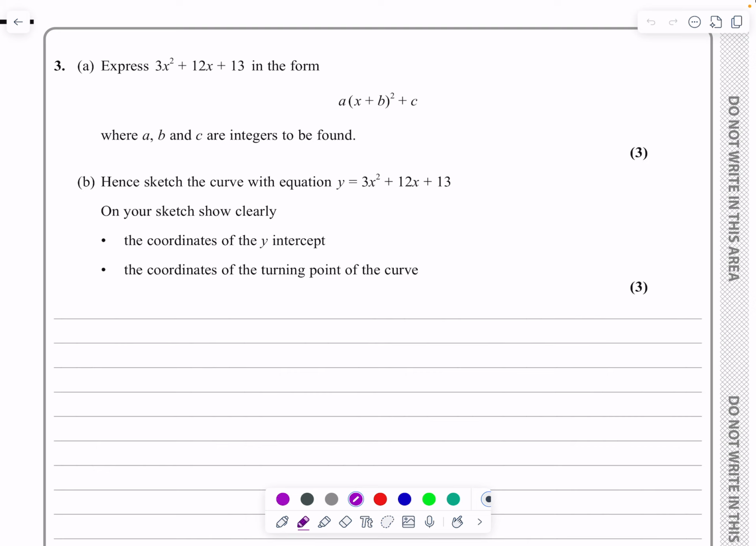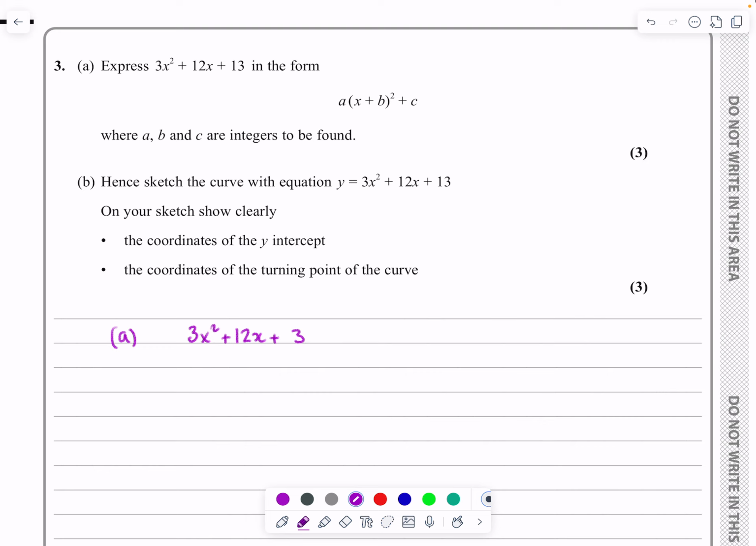Okay, this is the P1 paper from June 2023. It's question number 3. It's from the Quadratics chapter, but in particular, we are going to be completing the square. Let's have a look at part A. Part A says, can we express 3x squared plus 12x plus 13, and we want it in the form a(x plus b) squared plus c, but that is completing the square, isn't it?